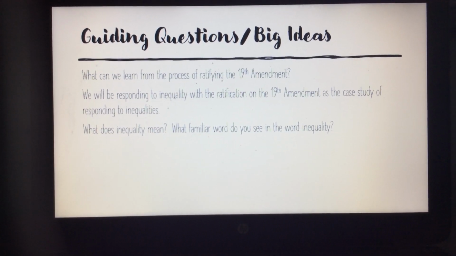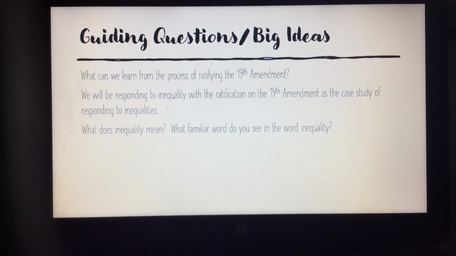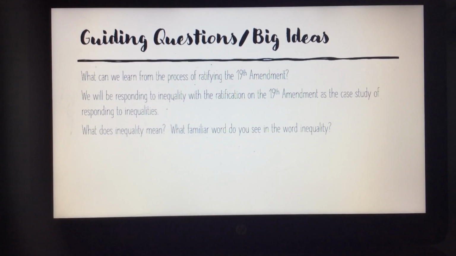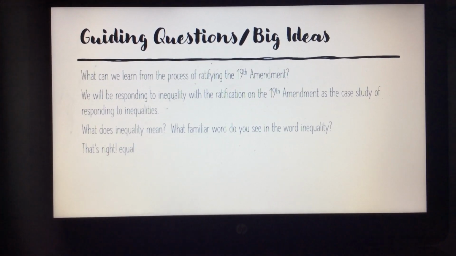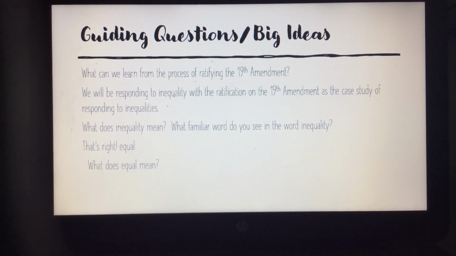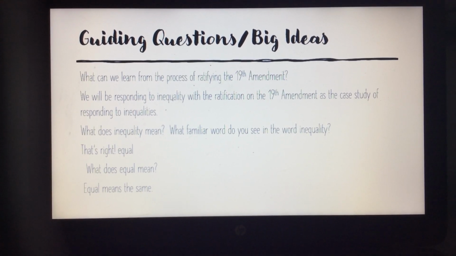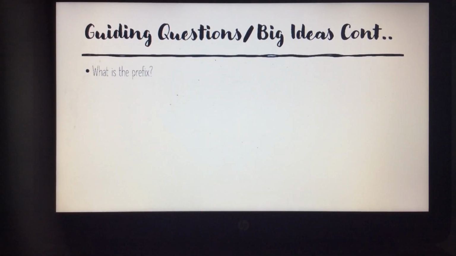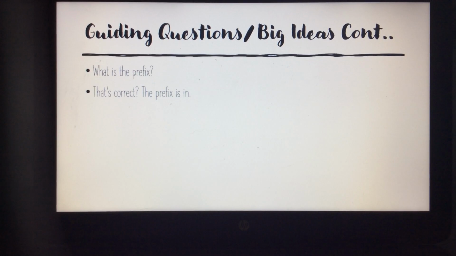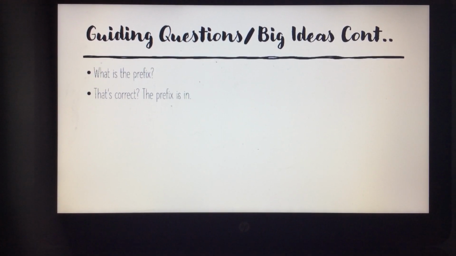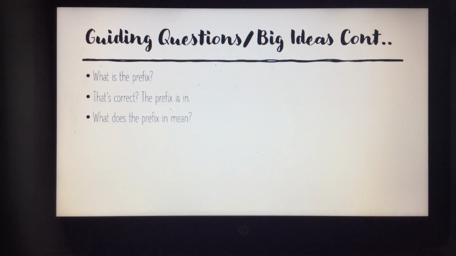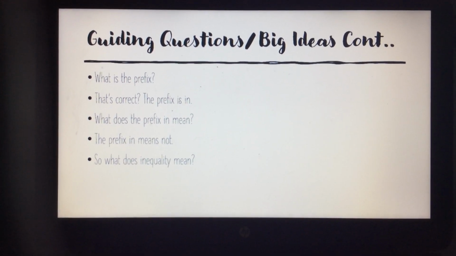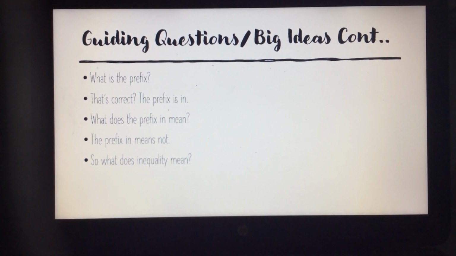What does inequality mean? What familiar word do you see in the word inequality? Do you see a word inside of inequality? That's right, equal. And what does equal mean? Equal means the same. So, what is the prefix in inequality? That's correct. The prefix is in. What does the prefix in mean? The prefix in means not. So, what does inequality mean?